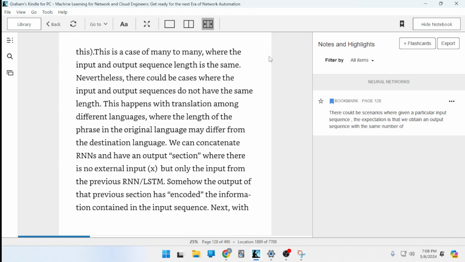Nevertheless, there could be cases where the input and output sequences do not have the same length. This happens with translation among different languages, where the length of the phrase in the original language may differ from the destination language. We can concatenate RNNs and have an output section where there is no external input X, but only the input from the previous RNN/LSTM. Somehow the output of that previous section has encoded the information contained in the input sequence.